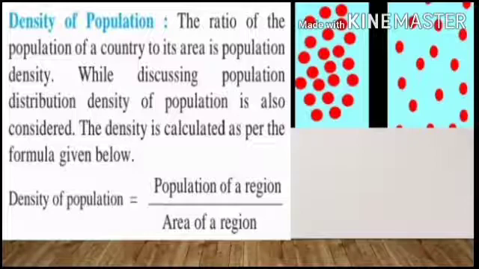Density of population is not the same everywhere. In some regions, the area is small but population is large. In other regions, the area is large but the population is small. Therefore, the density of population is low. Means where the place is big and people are less, that is having low density, and where the place is small but people are more, that will be high density.